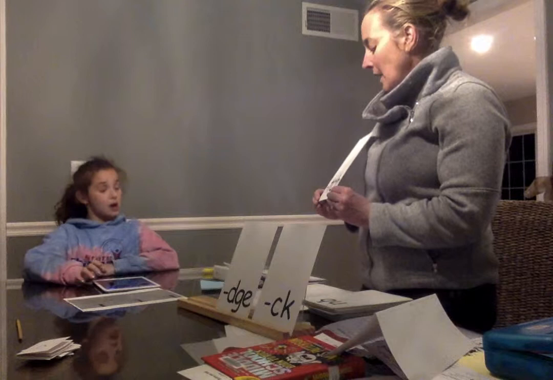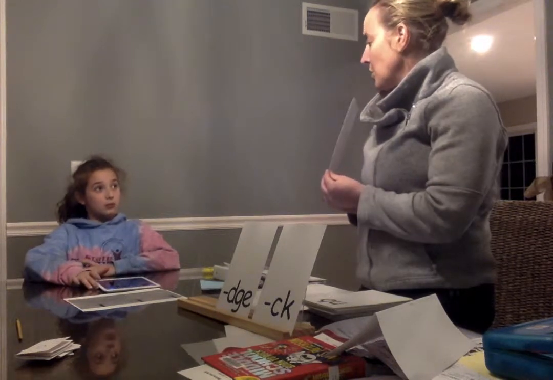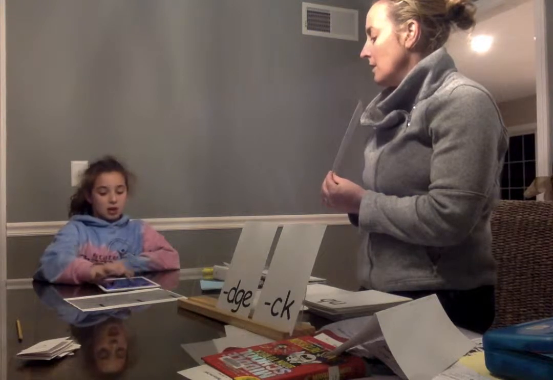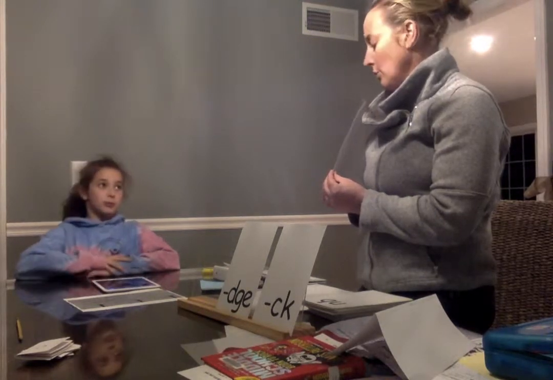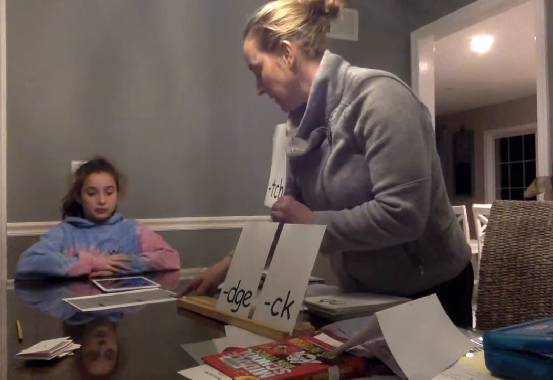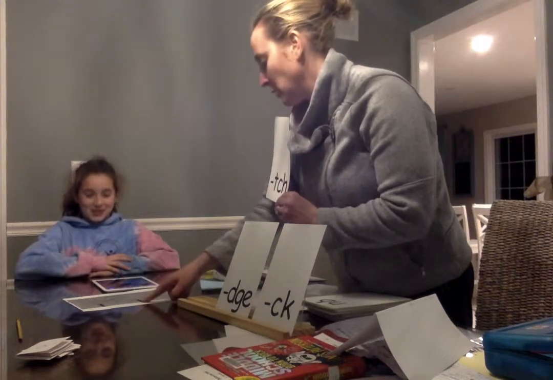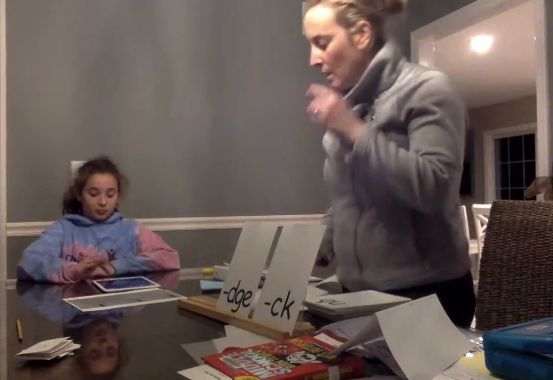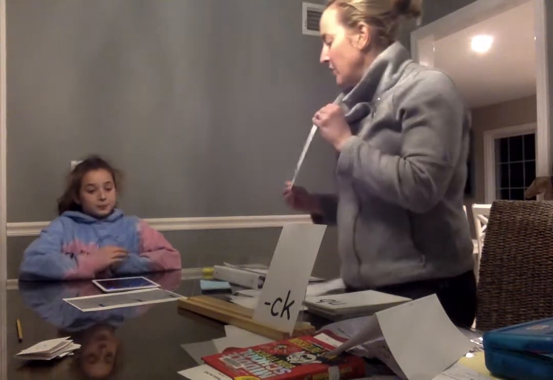Good. All right. Let's just do it one more time. Our new way to make the ch sound. Say it. Ch. Now write it. TCH says ch. Good. And that's in a one syllable word. One short vowel. One ch sound. Good. All right. Next one we're going to do is DGE.